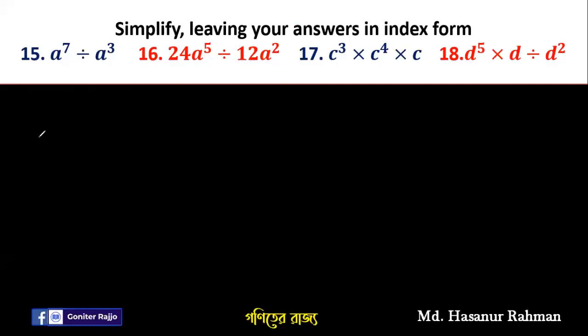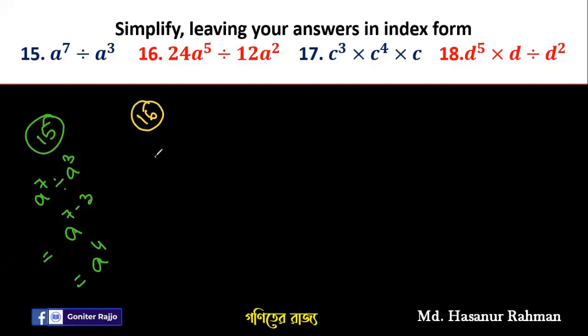Now number 15. So 15 will be a to the power 7 divided by a cube. How can you solve? There is a division, so we have to subtract the indices. So a to the power 7 minus 3, that will be a to the power 4. Very simple.